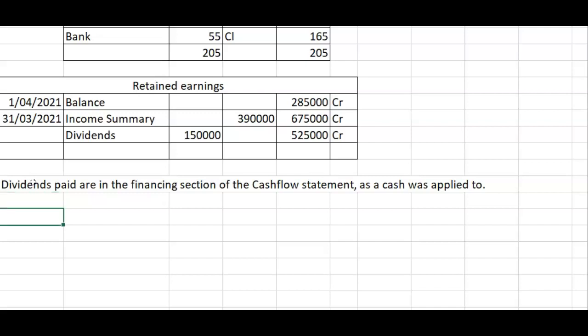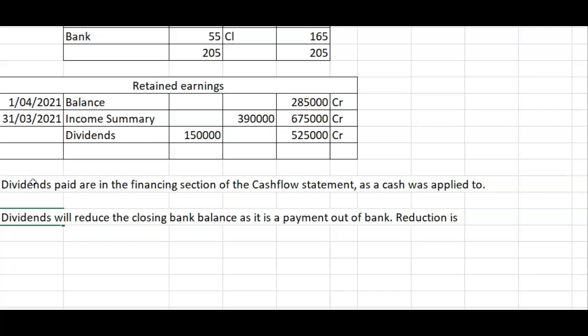Not bad, eh? Last one, explain the impact on dividends on closing bank balance. Always the second one, it's important to put the figure in there. So we'll say dividends will reduce and make sure you got the figure. I think we've got 150,000.